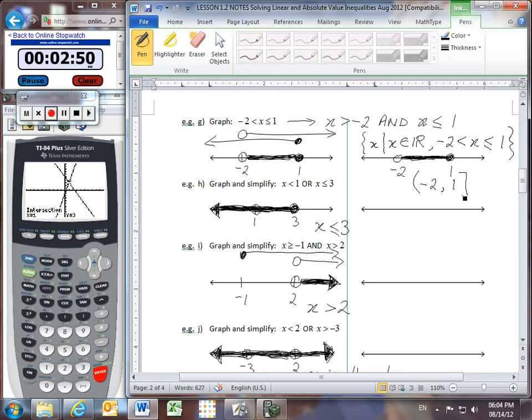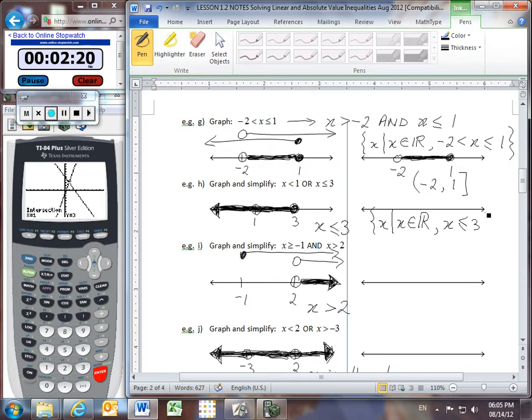Part H. Looking at my final solution set, I can see that I've only got one solution region, which begins from negative infinity. I'm supposed to do it with formal set notation first, aren't I? Sorry. Let's do the formal set builder notation. So we'll open up a set of curly braces. I'm dealing with all x such that x is an element of the reals, and x is less than or equal to 3.